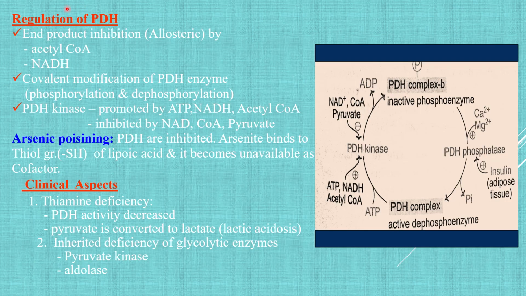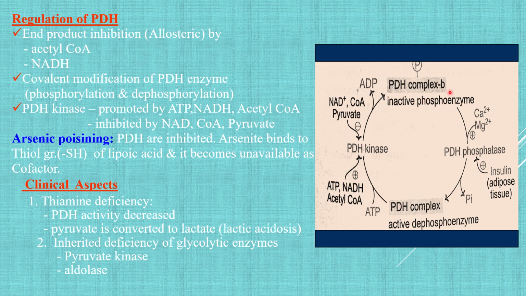Then regulation of the PDH complex: the end product inhibition, which is the allosteric inhibition by acetyl coenzyme A. Means if it is in sufficient quantity, it will allosterically inhibit the PDH complex. Then an abundance of NADH will also inhibit the reaction. Then covalent modification of PDH enzymes, that is via phosphorylation and dephosphorylation. So you can see it here in this particular diagram.